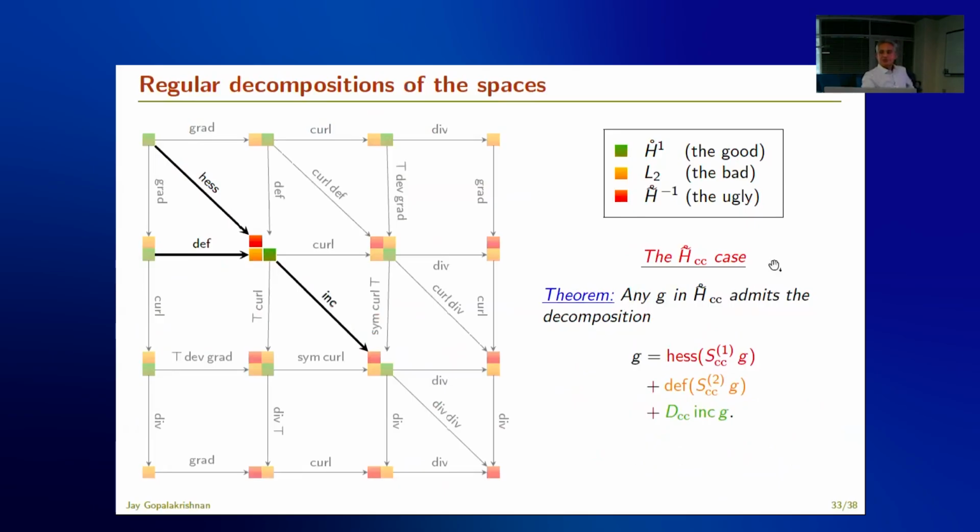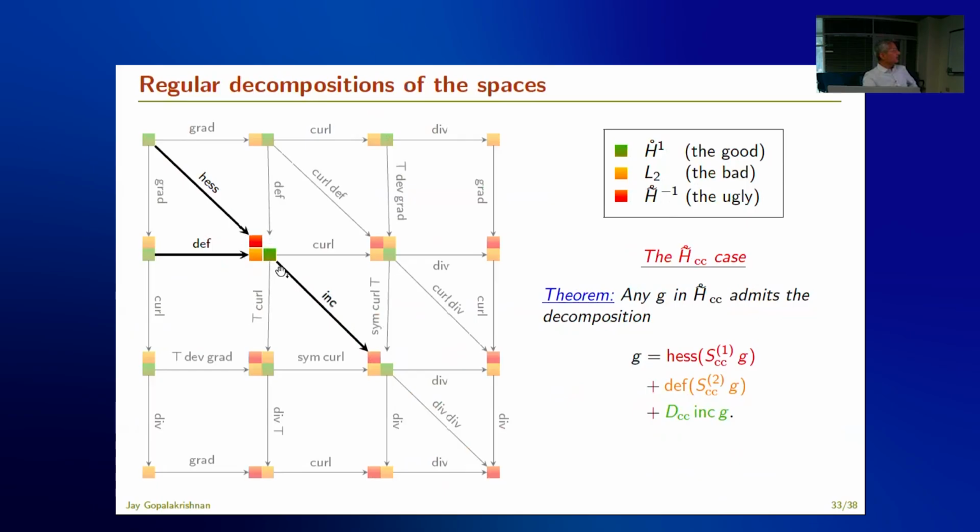Okay, so previously we just had the good guys and the bad guys, and now we have another gradation of badness. Okay, so this space is supposed to be the H(cc) space of matrix fields. It is decomposed into the green part, which is the H1 regular functions, the L2 regular functions, and there's another component where you can only expect H minus 1. And the way to get the decomposition is you apply the inc operator.